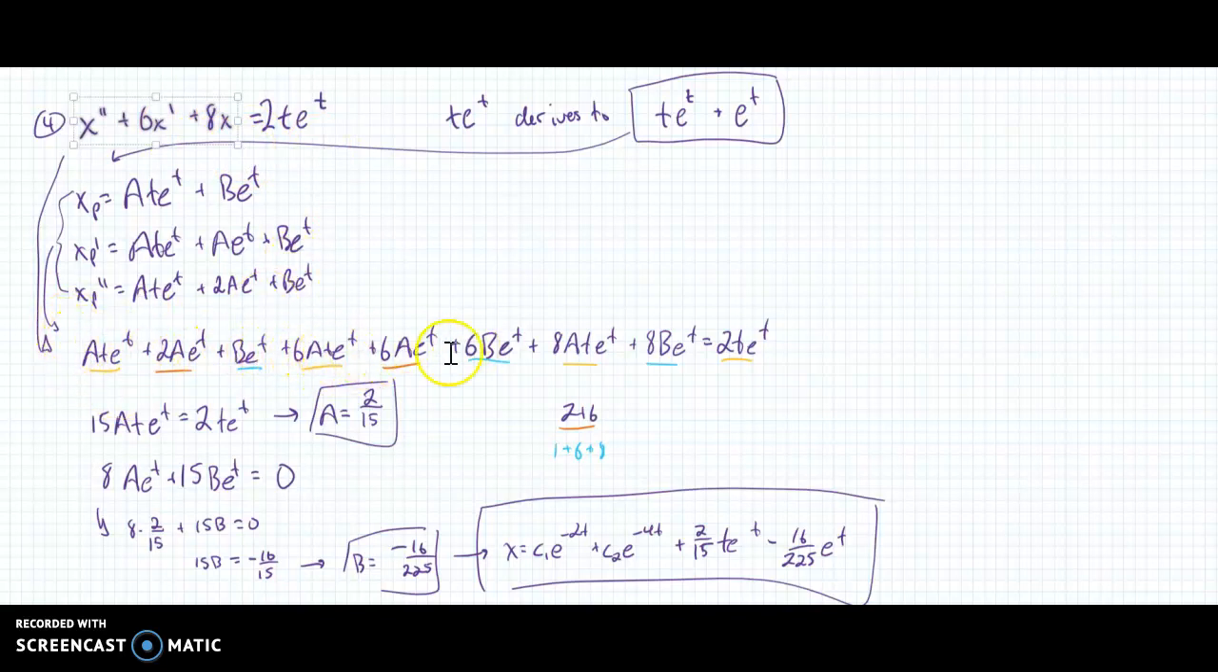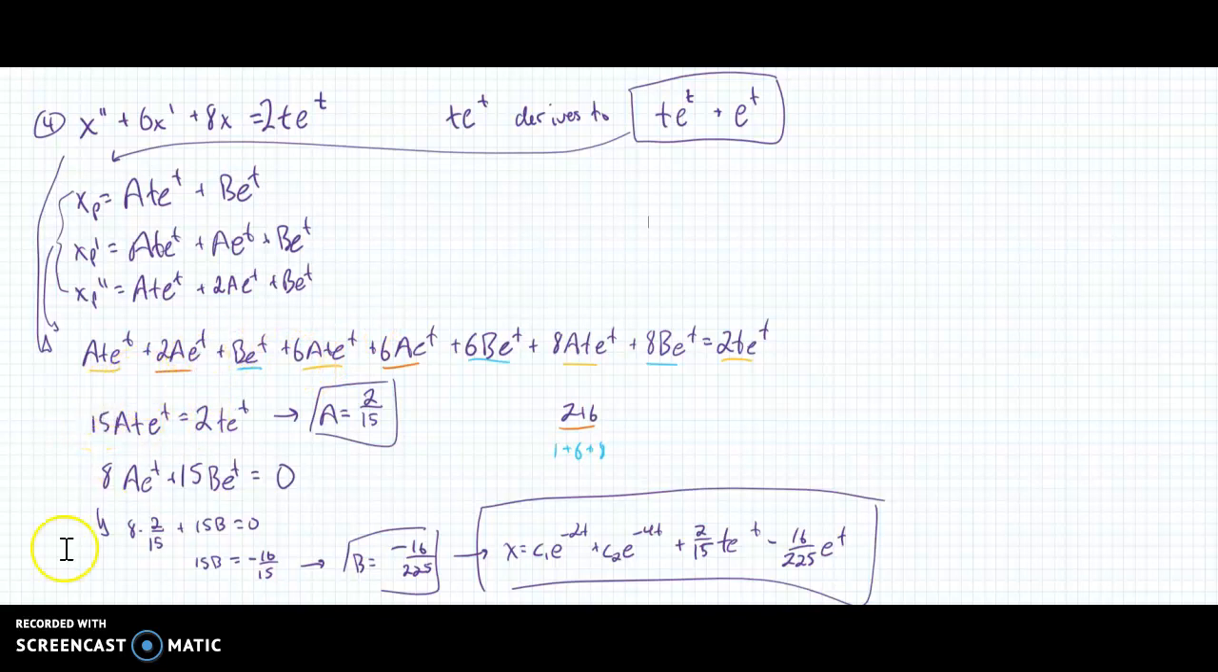I'm not going to read this whole line out loud, but I do all that multiplication. You can see the 6's and then the 8's on these guys, and it gives me the 2e to the 2t because that's what we have over here. And then from there, things simplify down very quickly.